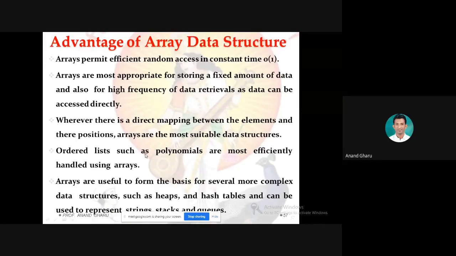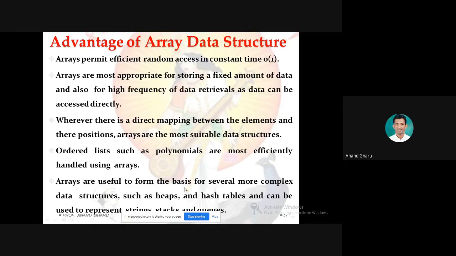Ordered lists such as polynomials are most efficiently handled using the array. In polynomial operations, we can use the array to store the elements of the polynomial. In the next topic I will explain polynomial with the help of array. So before starting polynomial or matrix operations, we should know about the array.